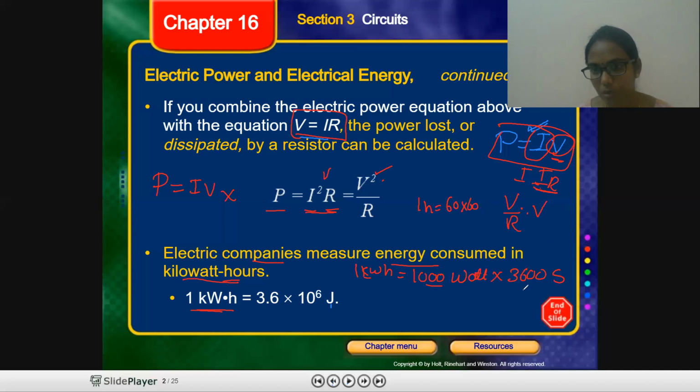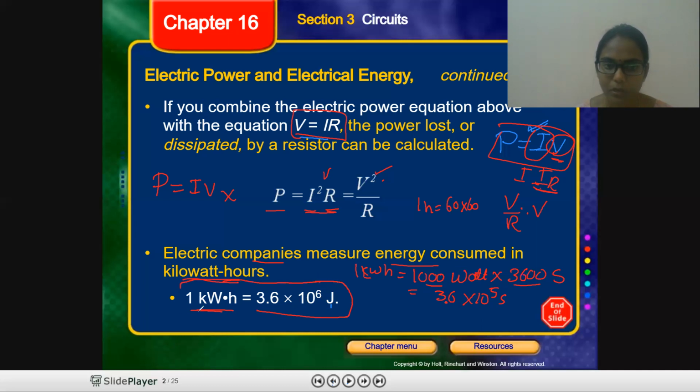So this is 1000 into 3600. If you multiply, what will come? 36 into your 2 zeros and your 3 zeros. So 36 into 10 power of 5. Or else we can represent it in a correct way. This point, 1 point you put from here, it will go to the right here. So 3.6 into 10 power of 6 joule.